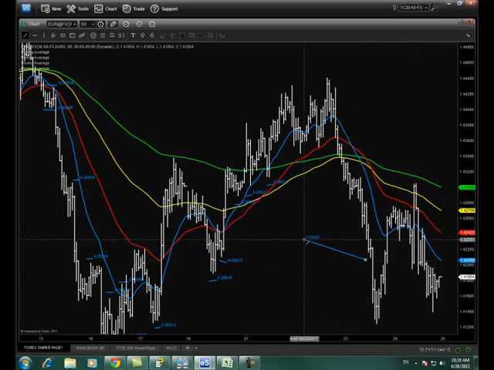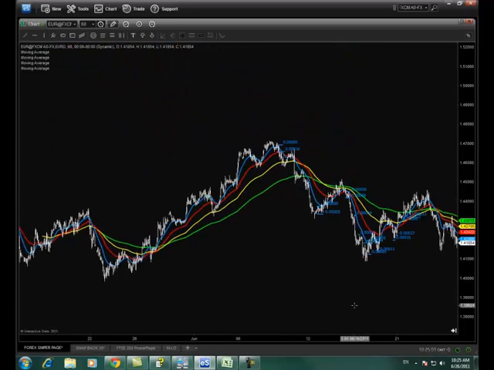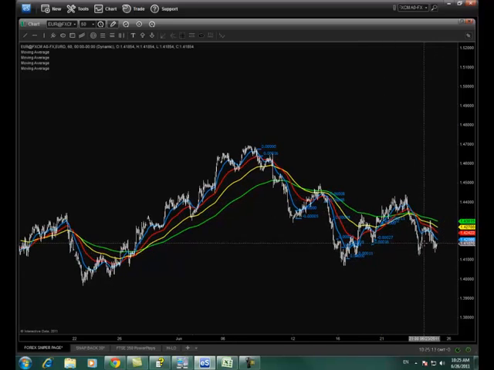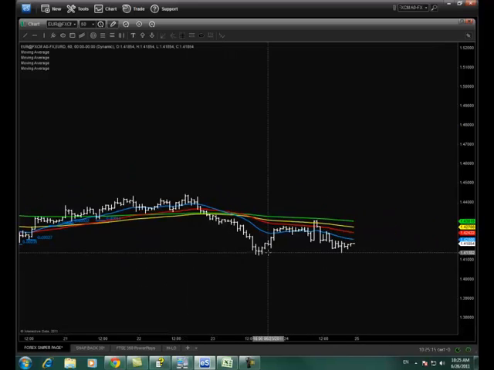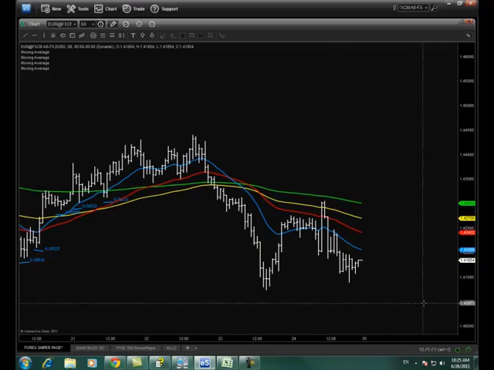All right, but you can see the whole emphasis here is to make sure that we're looking for that first lower high, take it short. First higher low, take it long. First lower high, take it short. Higher low, take it long. Lower high, take it short. Higher low, take it long. Lower high, you do the rest. Okay, but you can see what we're looking for there.